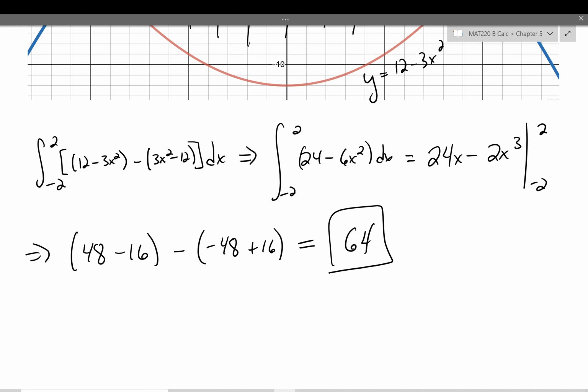All right? And that's going to be it for this lecture. So we have one more section in this chapter. We're going to skip 5.5, and we're going to go right into 5.6, which is integration by U substitution. All right?